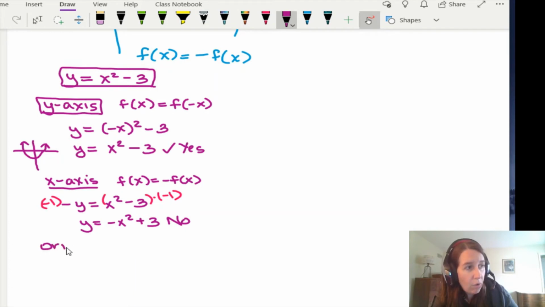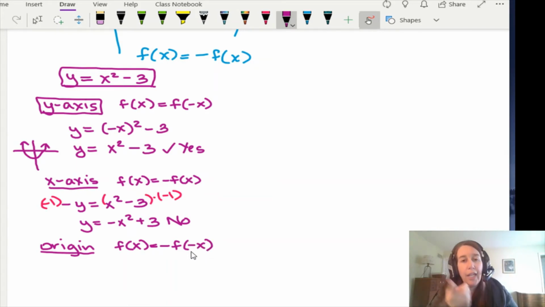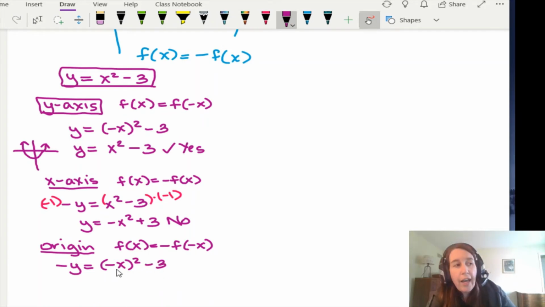Finally, the origin test. Remember, the f of x would need to be equal to the opposite of the f of the opposite of x. So we're going to want to put a negative x in and a negative y in. So negative y would equal negative x squared minus 3. For the x, when I'm squaring, when I'm doing something to the x, always use parentheses around that to show how it works. So let's see if we can evaluate that a little bit. So negative x squared would be x squared, still minus 3.